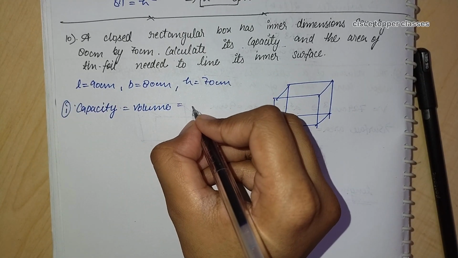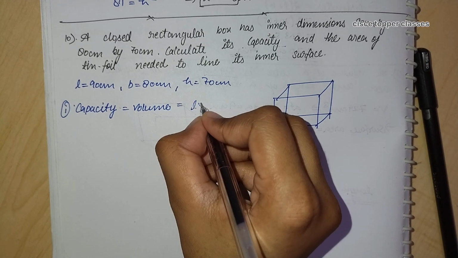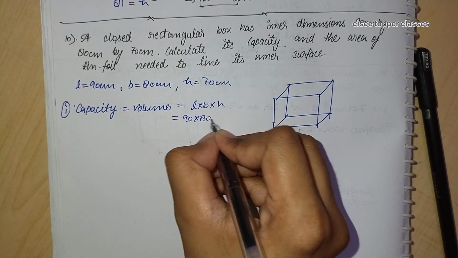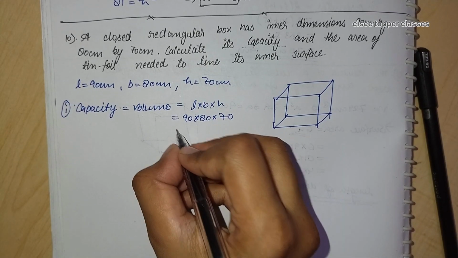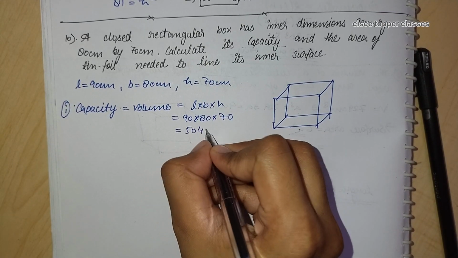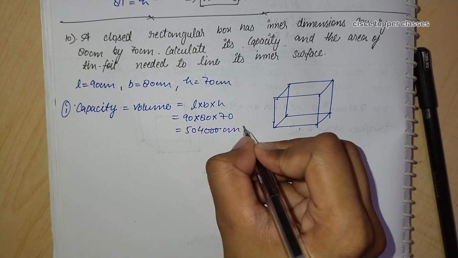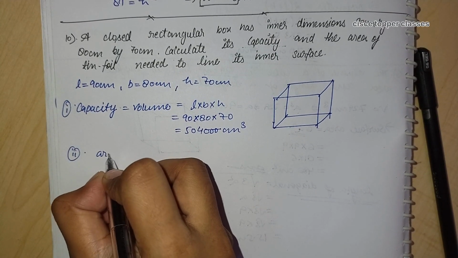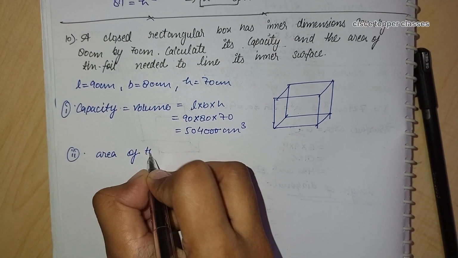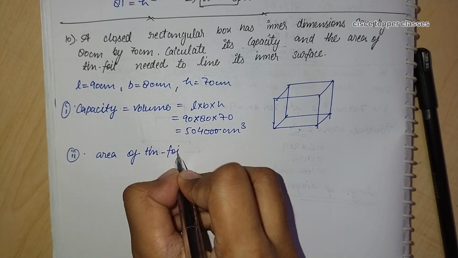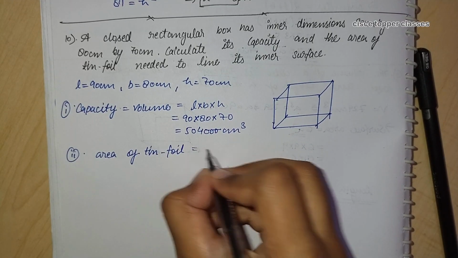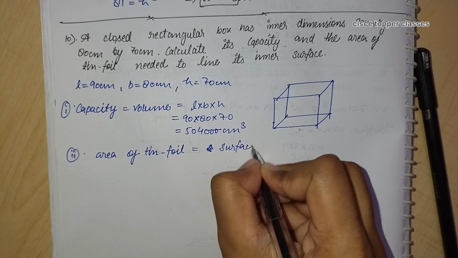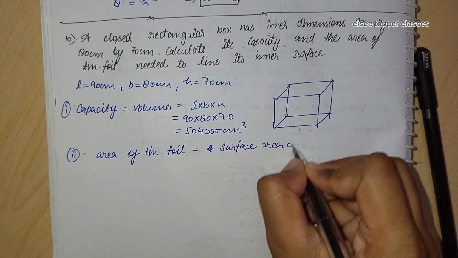So we know the formula for a cuboid volume as length into breadth into height. So this will be 90 into 80 into 70. So this will be 504,000 centimeter cubed here. Now the second part which we have to find is area of tin foil. So area of tin foil which is needed to line its inner surface will be equal to the surface area of the cuboid.